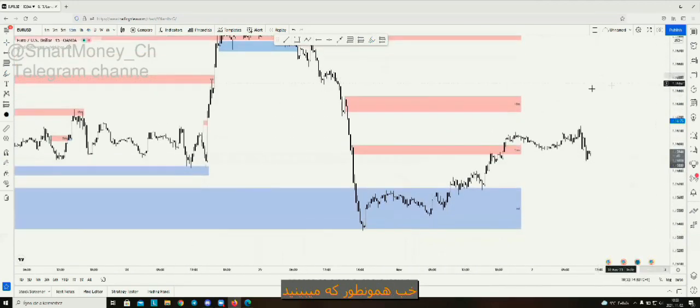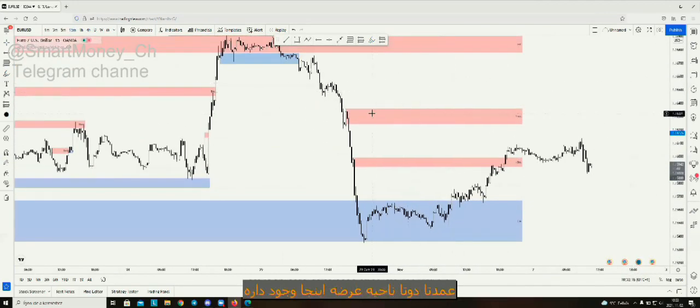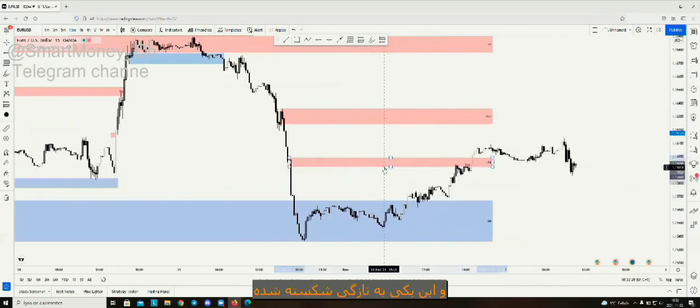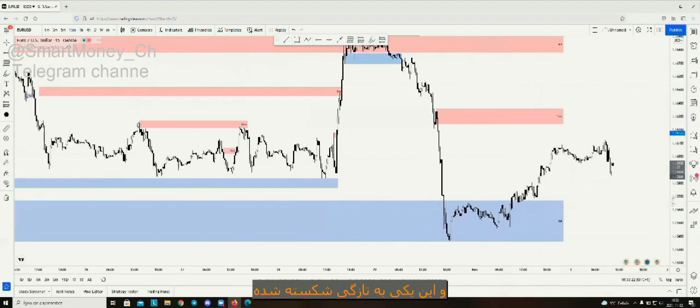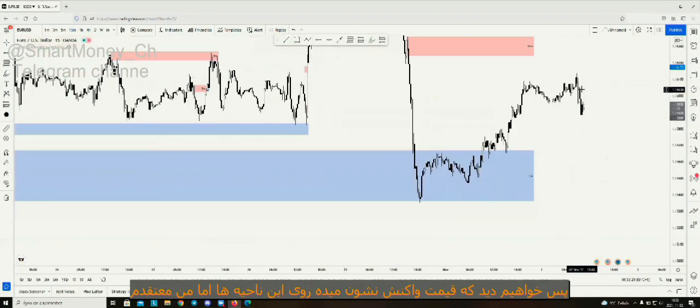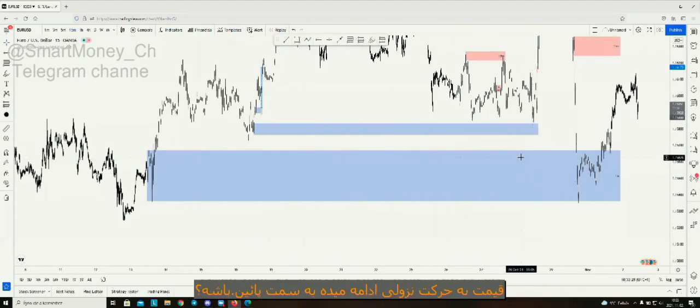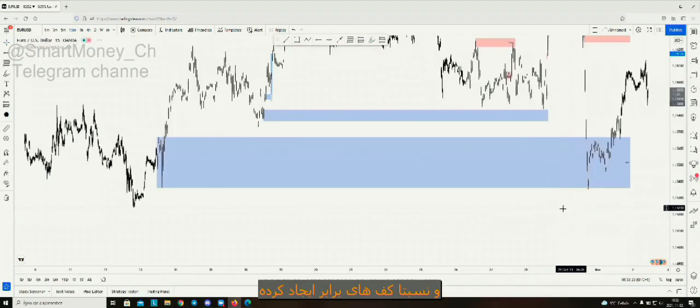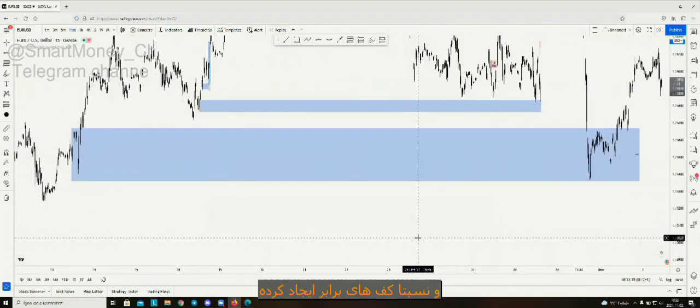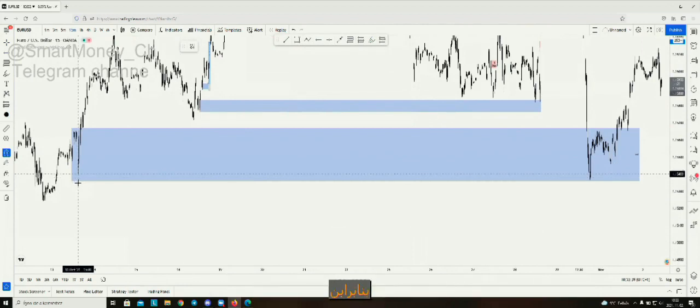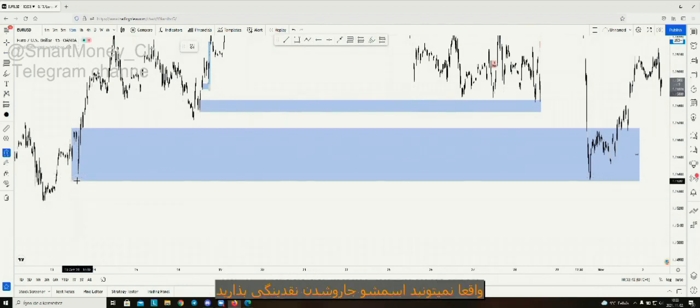So as you can see, there are mainly two supply zones right here. And this one is just broke through. So we will see how the price will react on these zones, but I believe the price will continue the bearish movement to the downside, right? And it's created relatively equal lows. So you can't really call it a sweep.